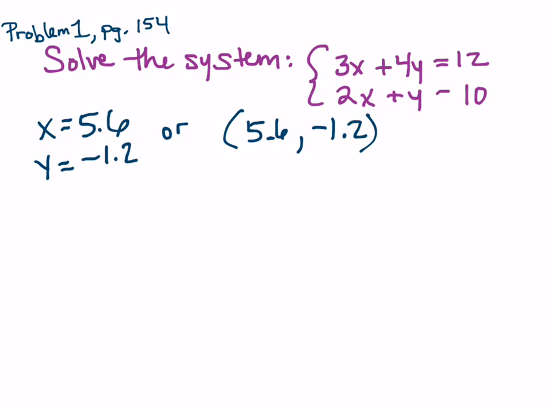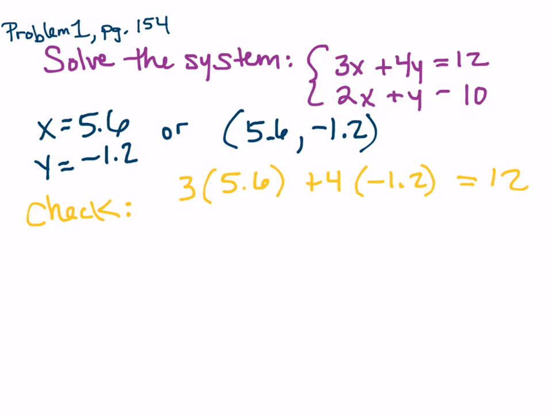Okay, so that's the solution, and then let's just do a quick check so that we can review how to do that. What we're checking for is to see if this point, these values of x and y, make both of those equations true. Alright, so if we replace the x with 5.6 and the y with a negative 1.2, hopefully this equals 12.